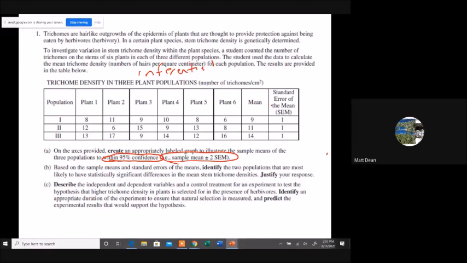So we want to use a sample mean. We've got a 6 plant sample from each group. We want to use that small sample to make predictions about the whole population. So let's go back to our graph and talk about how we do that.